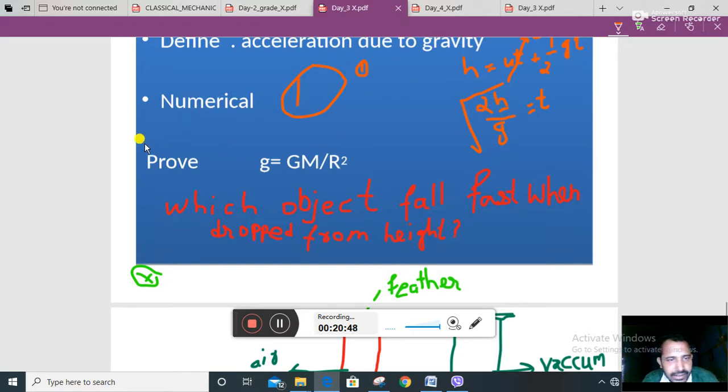Now g, also write the formula. g equals GM by r square. It doesn't depend upon the small mass. It depends upon the place where the experiment is done, whether on Earth's surface or Mars or Moon or Jupiter. So it depends upon the planet. We are doing both experiments on Earth, so this mass is constant and the radius will also be the same. That's why g is independent of mass.